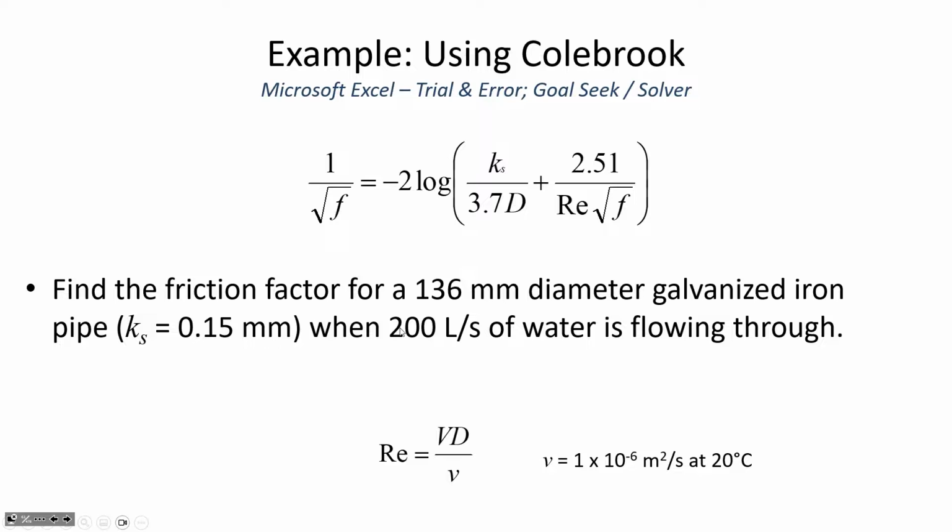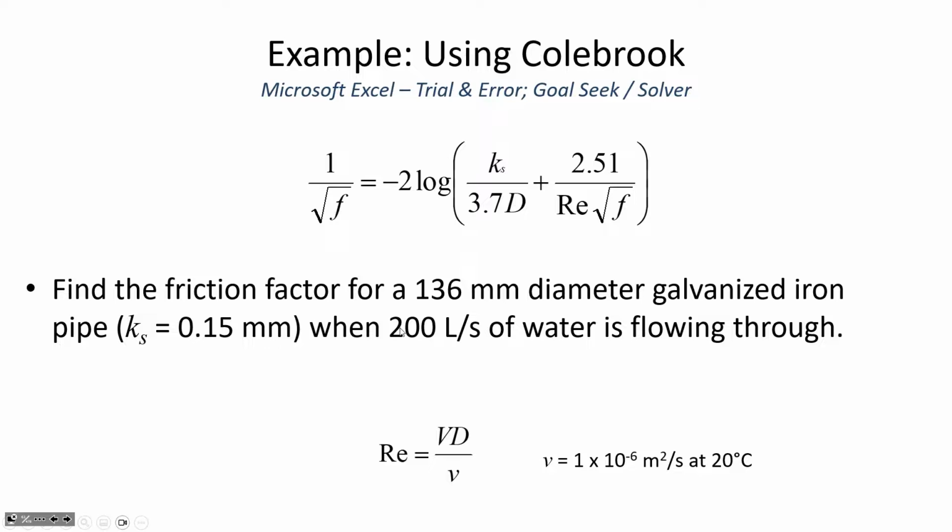And then the flow rate, Q, if it says it's 200 liters per second, that's the same thing as 0.2 cubic meters per second. Because what we know is that there's 1,000 liters in a cubic meter. So if we divide 200 liters per second by 1,000 liters per cubic meter, that gives us 0.2 cubic meters per second. How do we calculate the velocity of flow through the pipe?